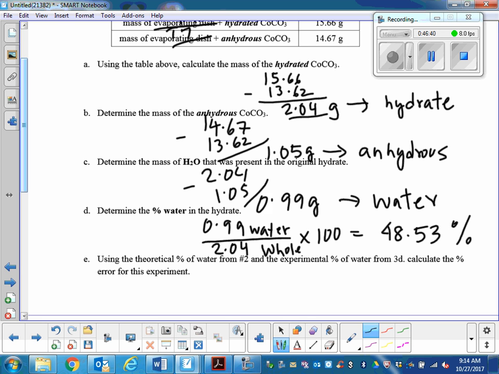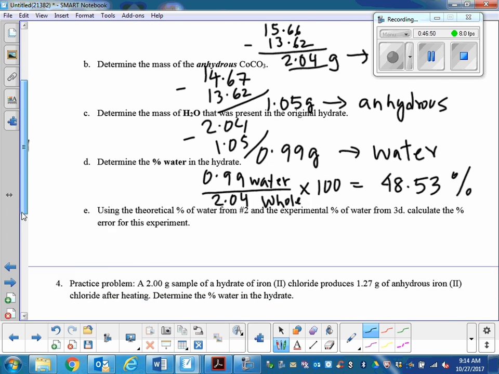48.53%. We are calculating per 100. It is percent. Correct? Okay. I'm not going to try and answer this. Let me see if one of my students can answer this.